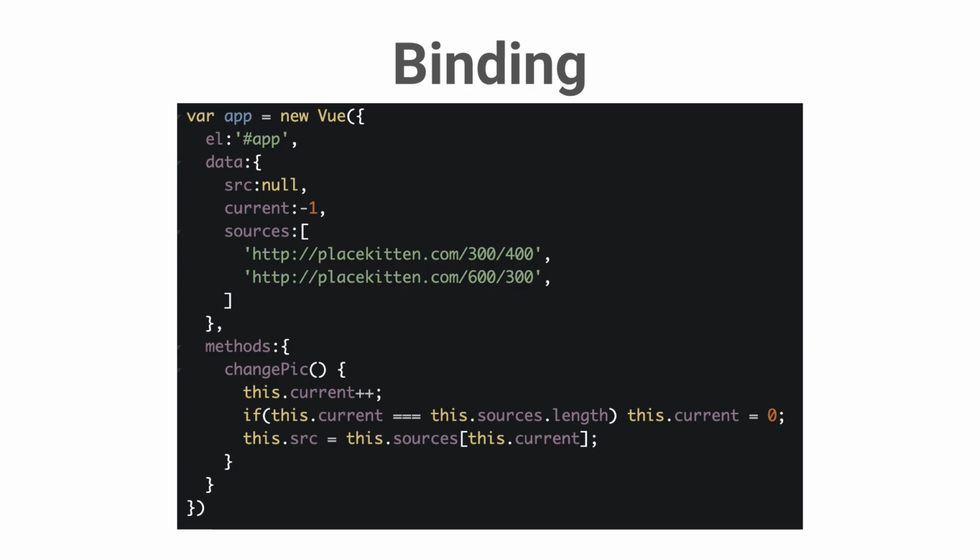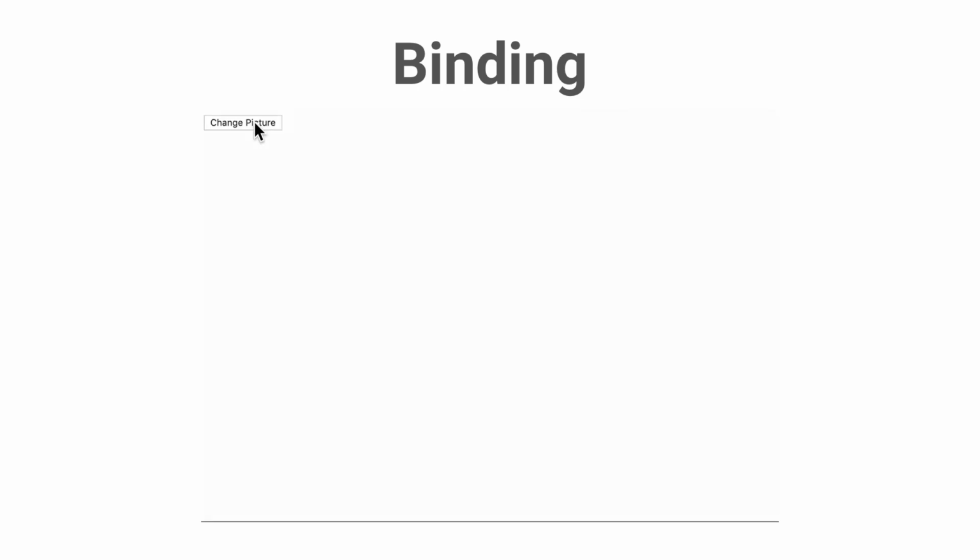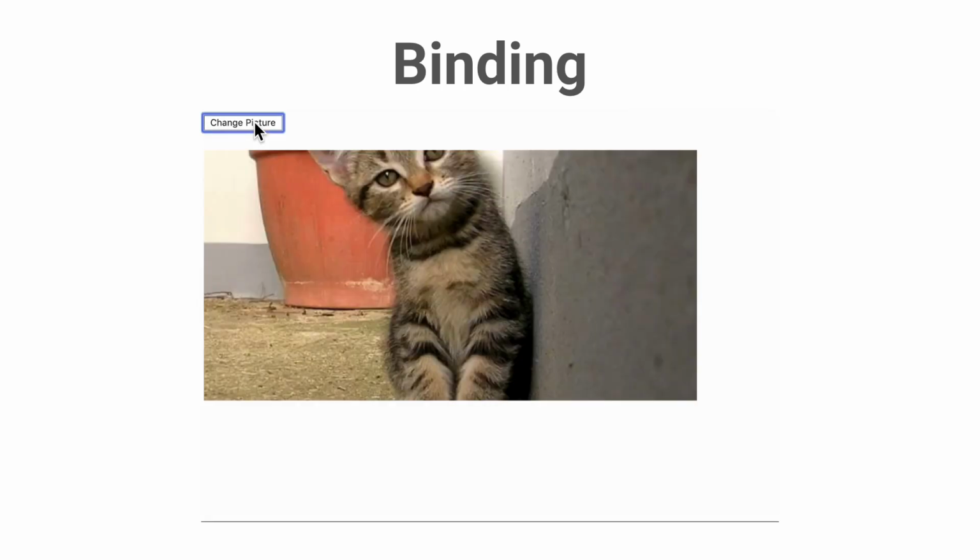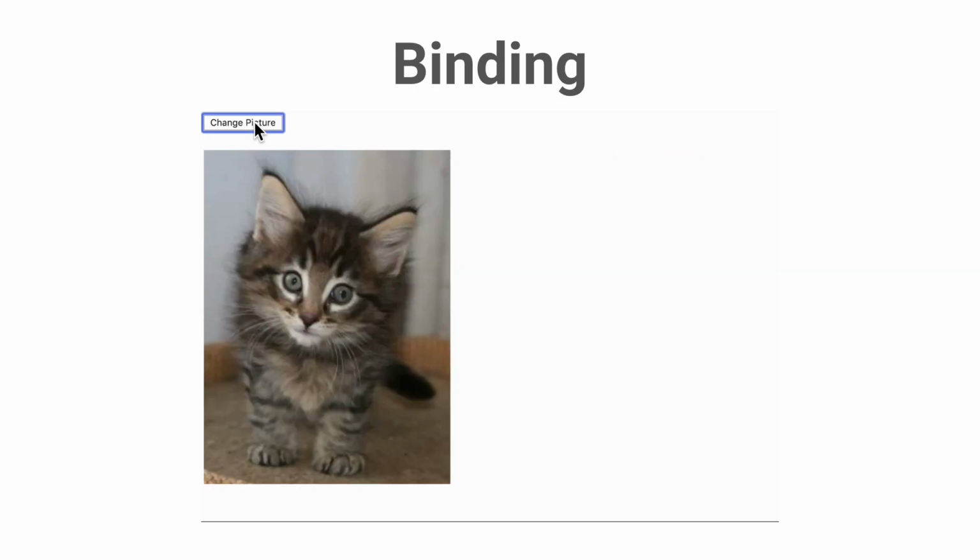Next, it checks to see if this value is equal to the length of my sources array. If it is equal, then it changes the value of current to 0. Next, it sets the value of source in the data model to the value of the item in the sources array. The first time I click the button, the first image is displayed. The next time I click the button, the second image is displayed. This pattern repeats between displaying the two images. Let's see this in action. Every time I click the button, the image changes.